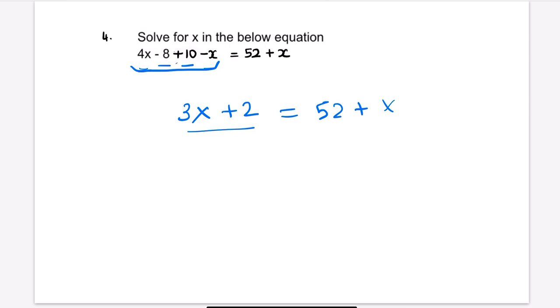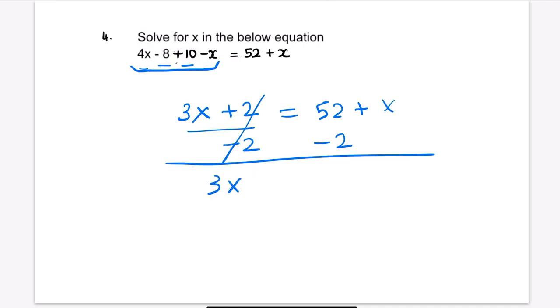Okay, so now the question is asking us to solve for x. So let's get rid of this positive 2. Which means the inverse of positive 2 is negative 2. Let's do the same operation on the right side as well to keep the equation in balance. 2 and negative 2 on the left side get cancelled out. You are left with 3 times x, or 3x on the left side, is equal to 52 minus 2, which is 50, and I'm also left with this positive x, 50 plus x. That is what you have on the right side.